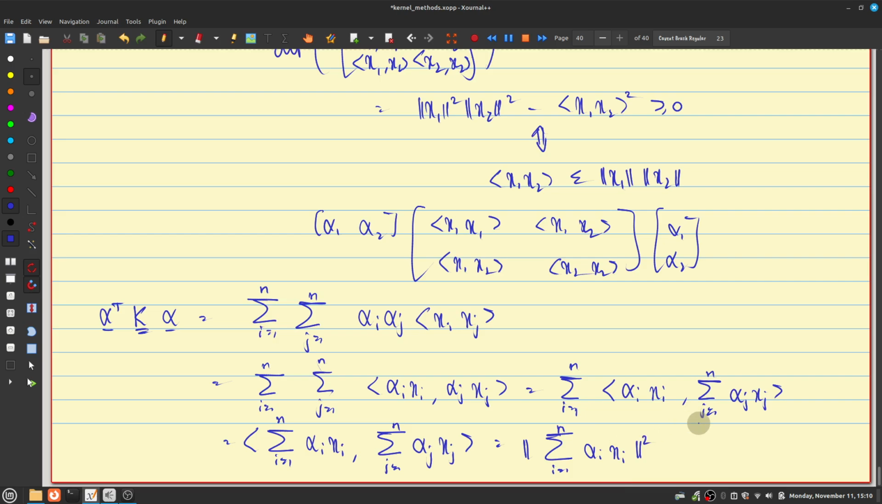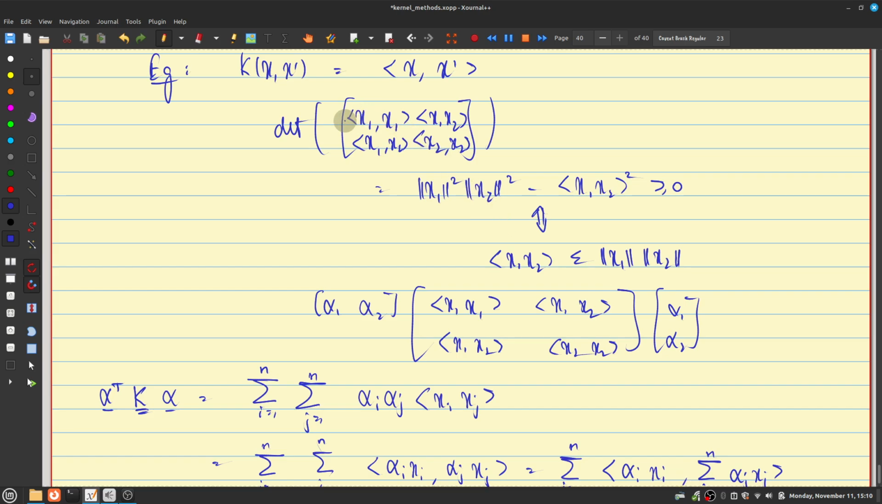Which is greater than or equal to 0. Right? So if k of xi xj is actually an inner product, it doesn't matter whether this inner product is in R, Rd, or even over an infinite dimensional space. As long as I have an inner product between vectors, the corresponding gram matrix is always going to be positive semi-definite.